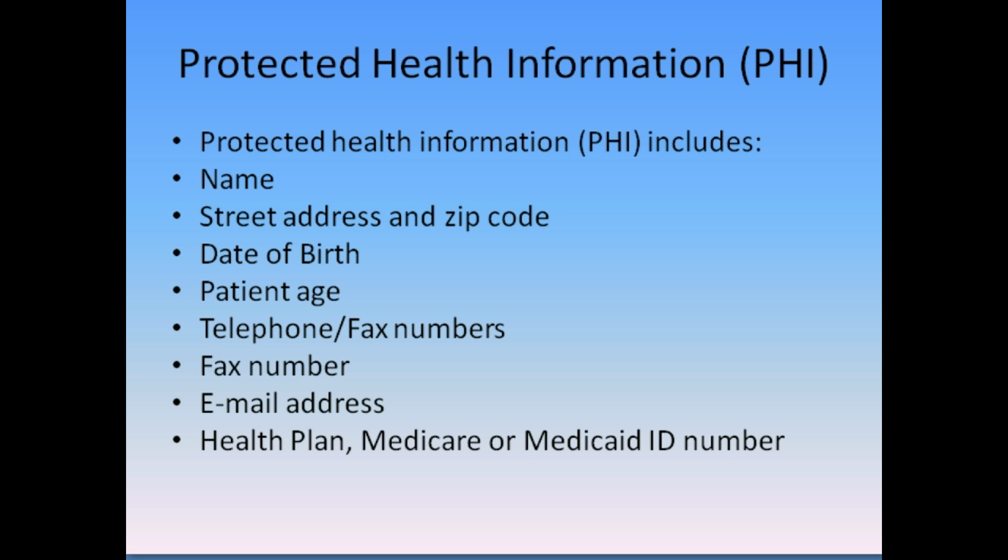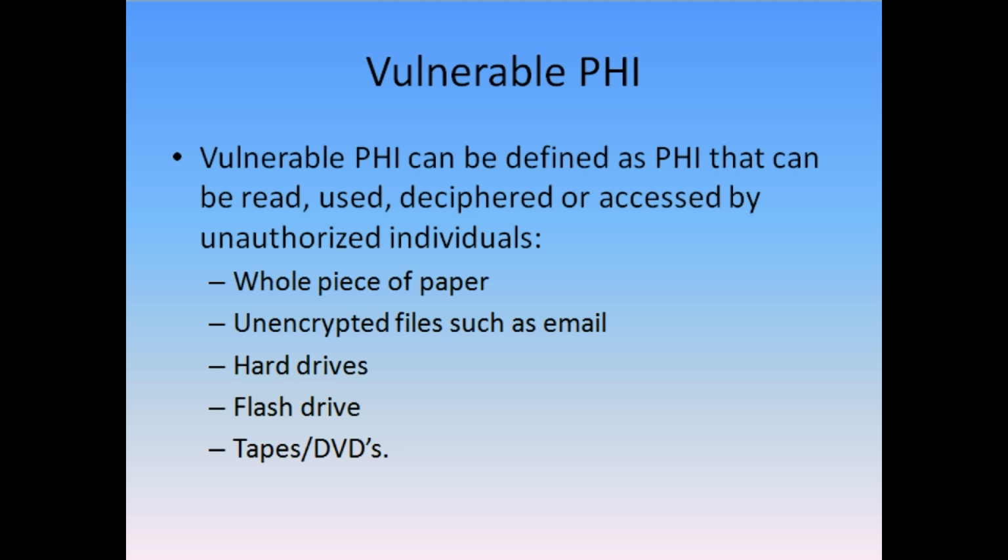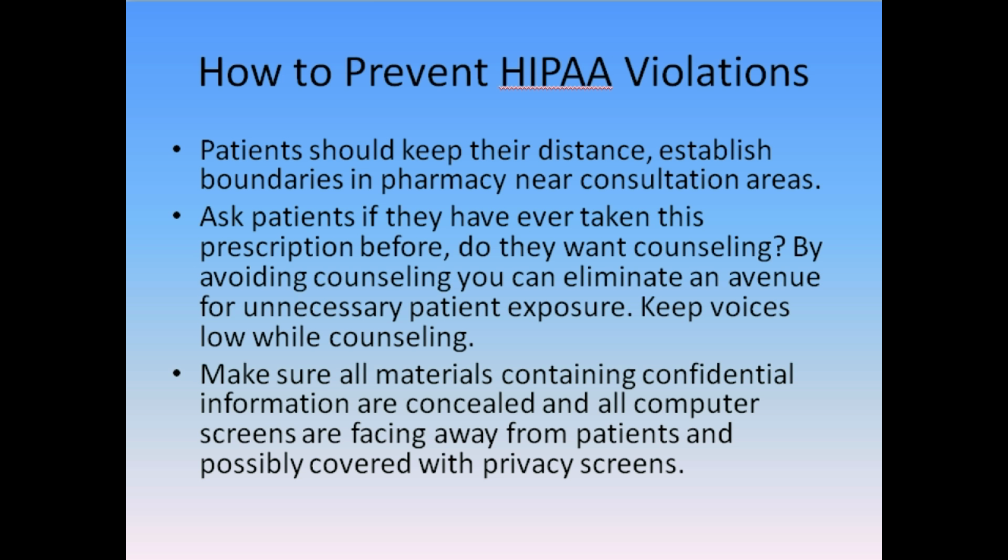Protected health information, otherwise known as PHI, includes name, street address and zip code, date of birth, patient age, telephone, fax numbers, email addresses, health plans, Medicare or Medicaid ID numbers. Vulnerable PHI can be defined as PHI that can be read, used, deciphered, or accessed by unauthorized individuals. These include whole pieces of paper, unencrypted files such as email, hard drives, flash drives, tapes, and DVDs.